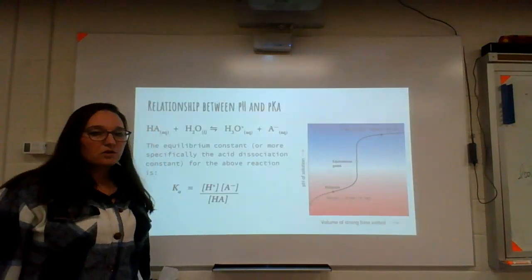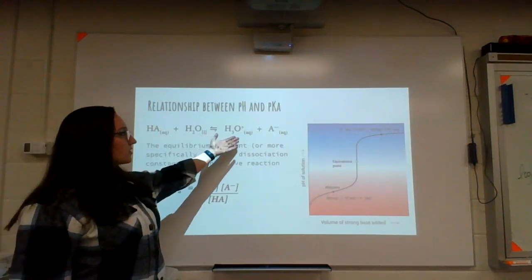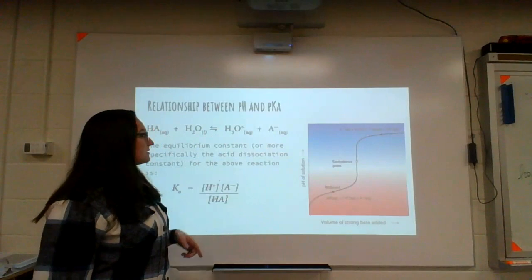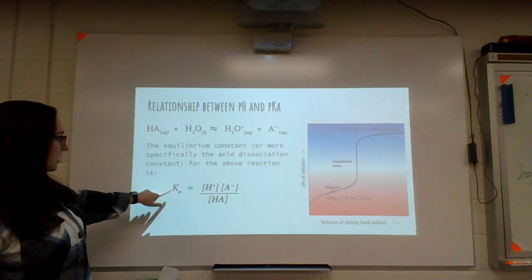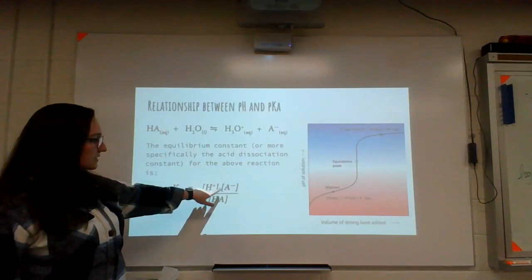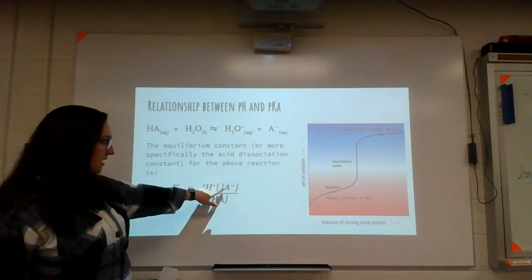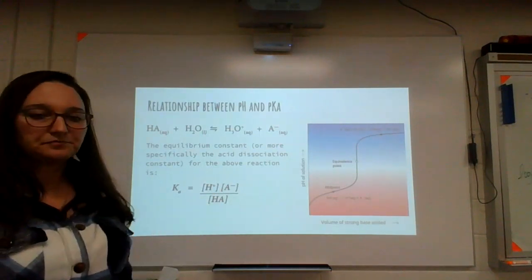So recall the general equation. HA plus water yields hydronium ion plus the conjugate base. So the equilibrium constant, or acid dissociation constant, is equal to the concentration of the hydrogen ion times the concentration of the conjugate base divided by the concentration of the acid.